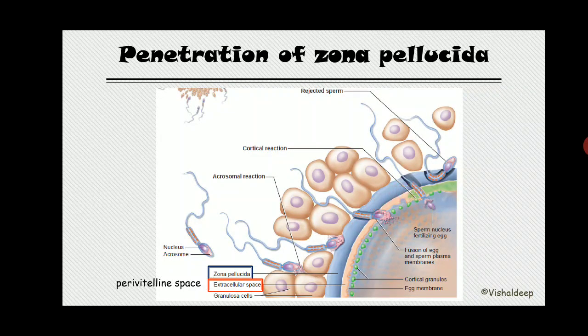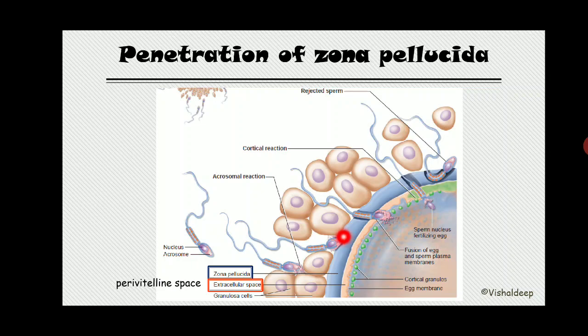So sperm, first thing first, it binds with the ZP3 receptor that is present over the zona pellucida, and once the sperm binds with the ZP3 receptor, the acrosomal reaction will start. That acrosomal reaction will eventually release the enzyme known as acrosin. Now once the acrosin is released, that acrosin will produce an aperture inside the zona pellucida, or penetrating slit.